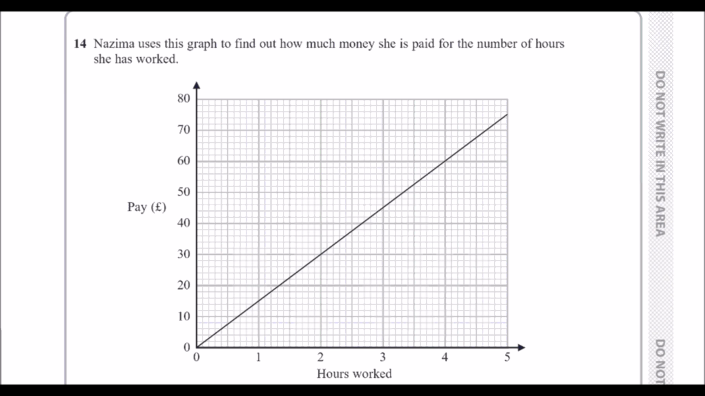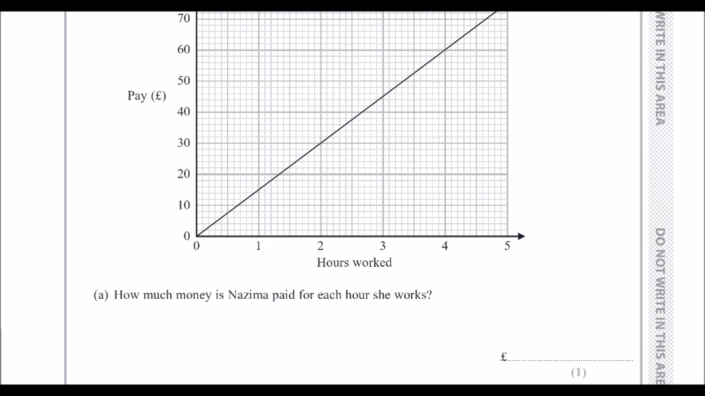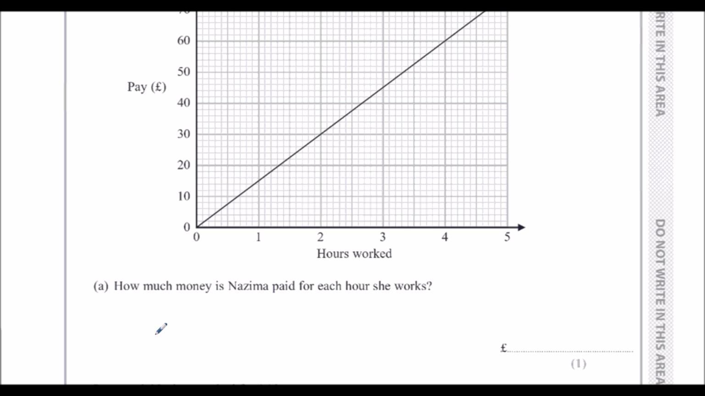Question 14. Nazima uses this graph to find out how much money she has been paid for the number of hours she has worked. So we've got pay against hours. How much money is Nazima paid for each hour she works? So we could look at 1 hour. So if we go from 1 hour up to the line and then across and read off, that is exactly halfway between 10 and 20. So it is 15 pounds for each hour.